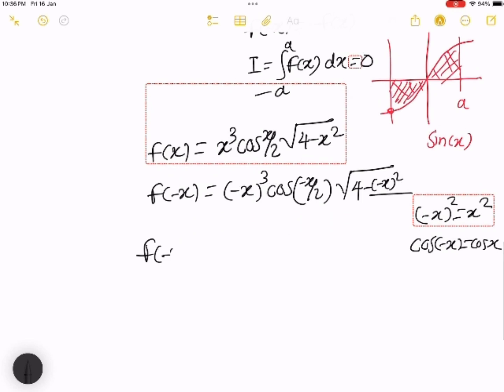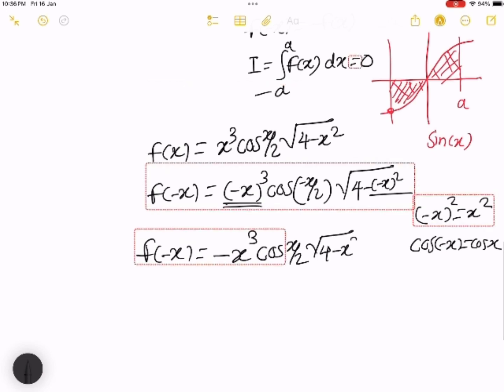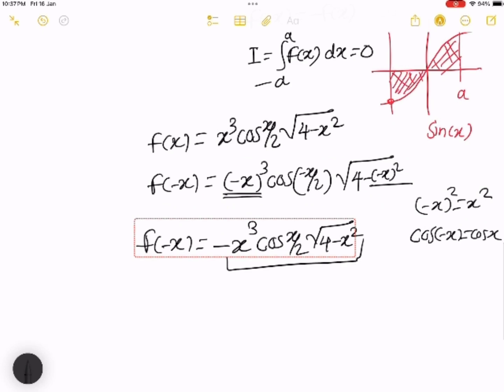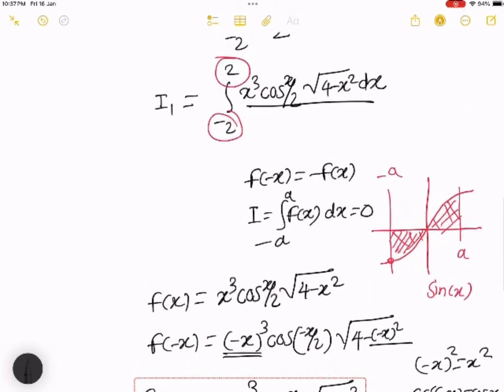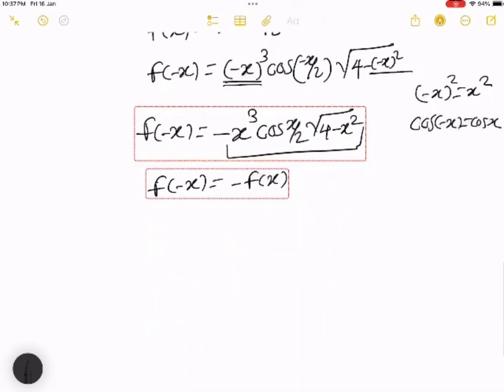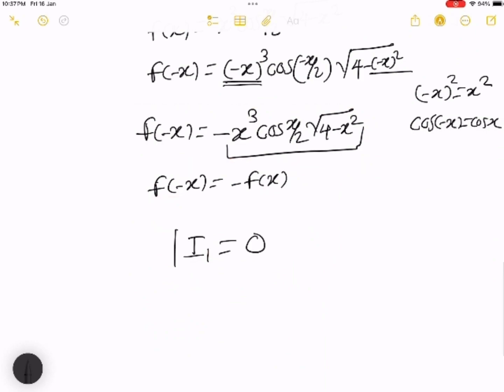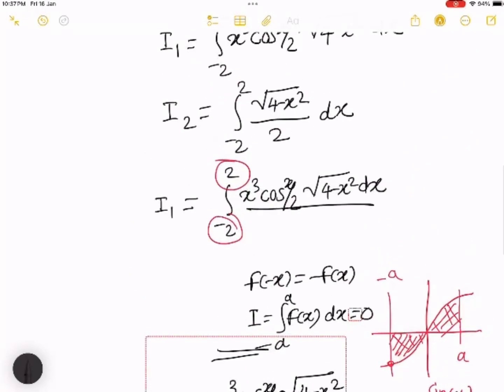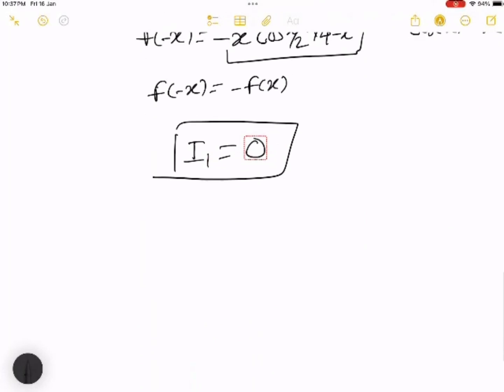So what we have then, f of minus x is, now this is a cube, so it will definitely be minus x cubed, and then these two will remain as they are, and the square root of 4 minus x squared. So this is nothing but minus f of x. So f of minus x equals minus f of x. What does it mean according to this rule? Our integral I1 is 0. So we are only left with I2. This already got easier.